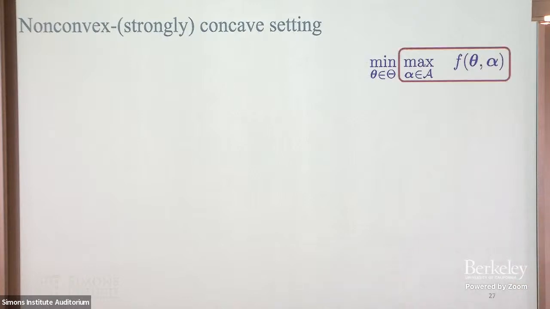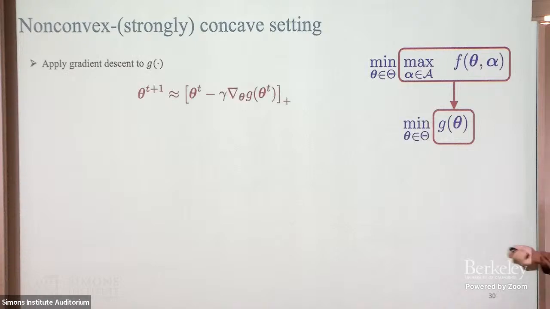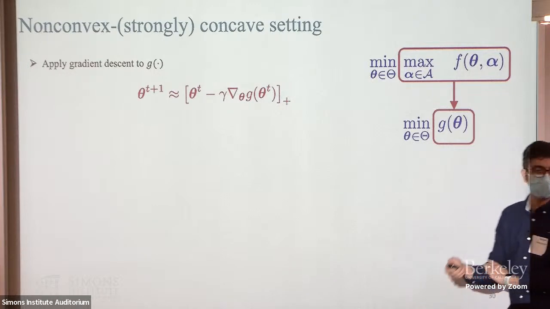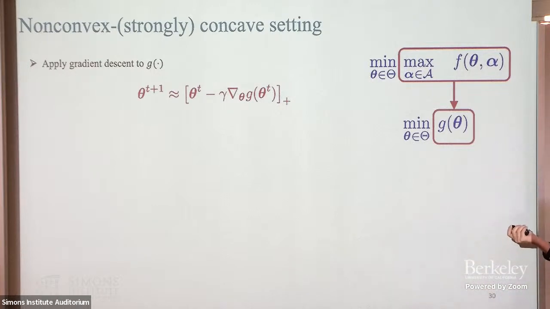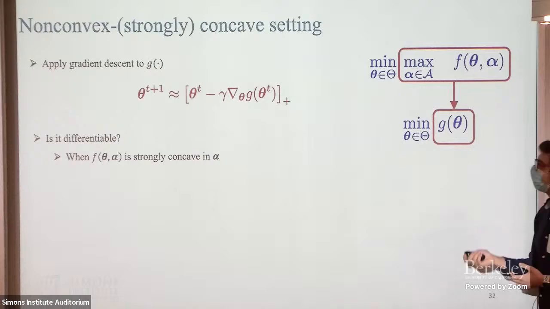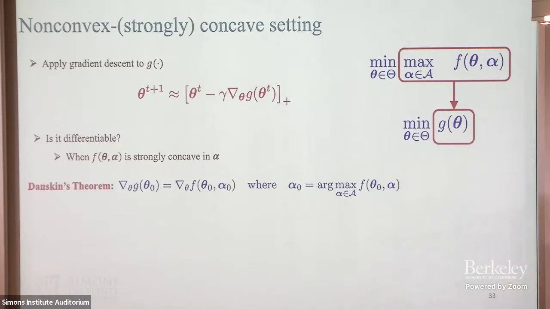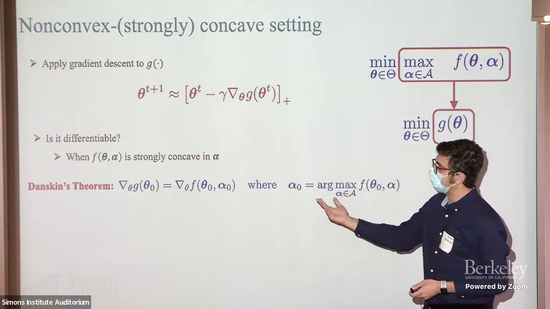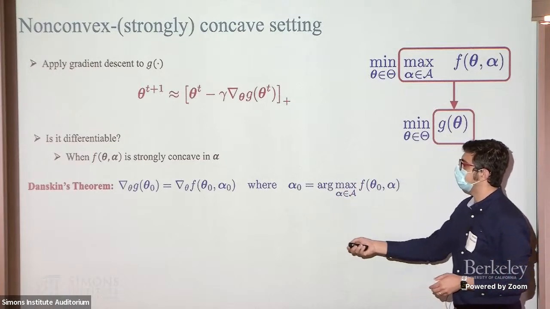So let me start with the simple case of the non-convex strongly concave setting. Again, my aim is to minimize G. I can try to apply gradient descent on G, but we don't have access to the gradient of G directly. So this is projected gradient descent, where this plus means that I do projection. But I don't have access to the gradient of G. It is differentiable when the function is strongly concave, and I indirectly have access to the gradient of G through Danskin's theorem.